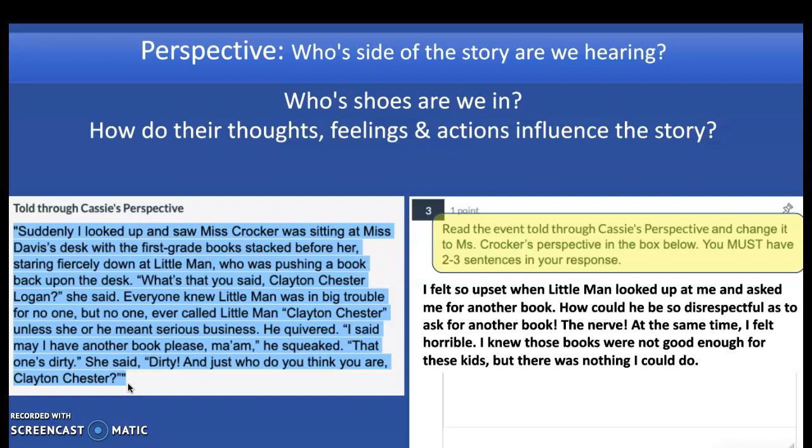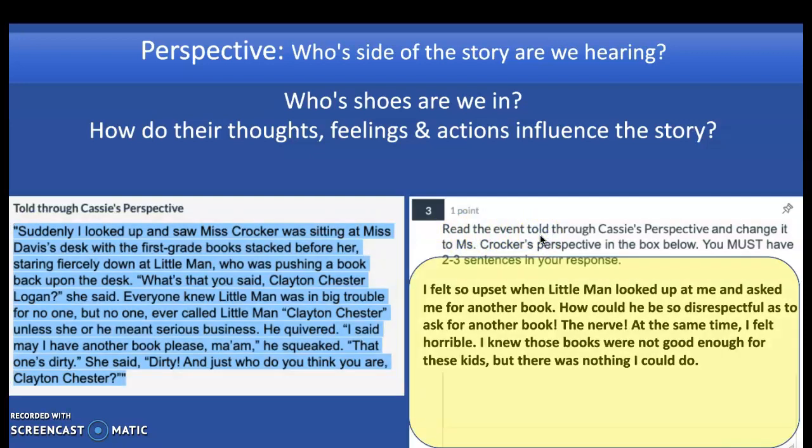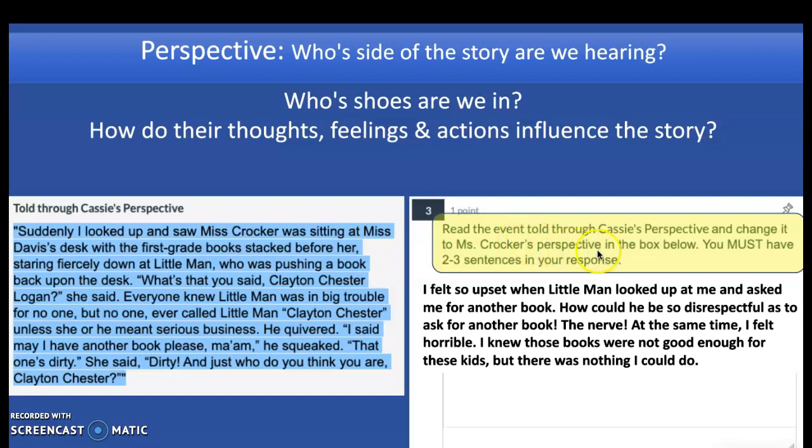Okay, so there's Cassie's perspective. Our prompt asks in yellow to read the event told through Cassie's perspective and change it to Miss Crocker's perspective in the box below. You must have 2 to 3 sentences in your response.